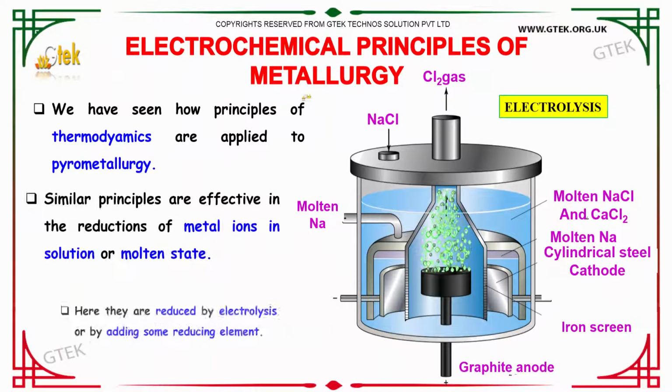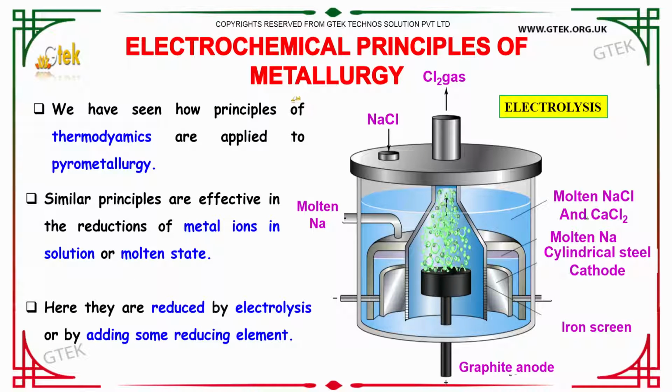So, electrochemical principle of metallurgy. We have seen many things. So, we have seen how principles of thermodynamics are applied to pyrometallurgy. Similar principles are effective in the reduction of metal ions in solution or molten state. Hence, they are reduced by electrolysis or by adding some reducing agent.